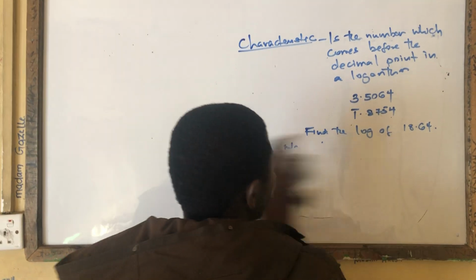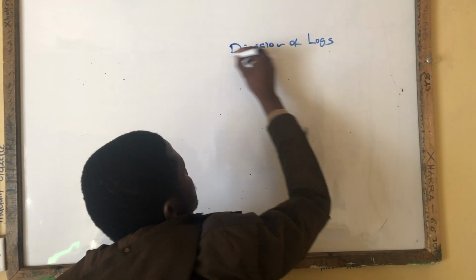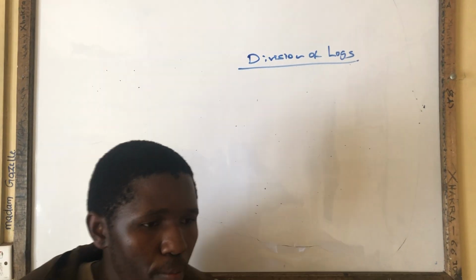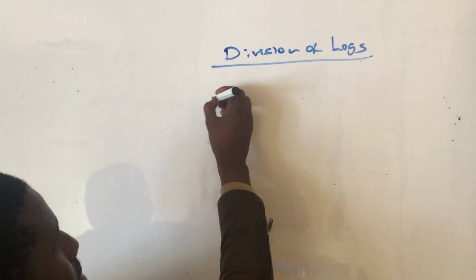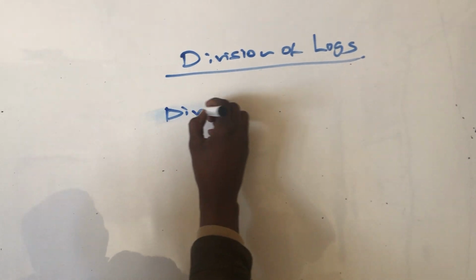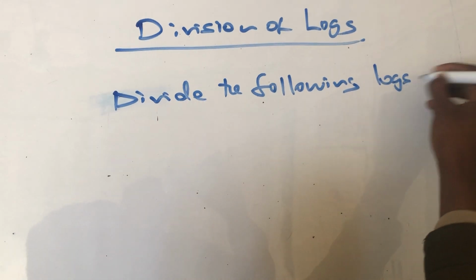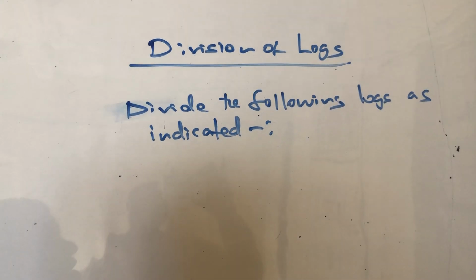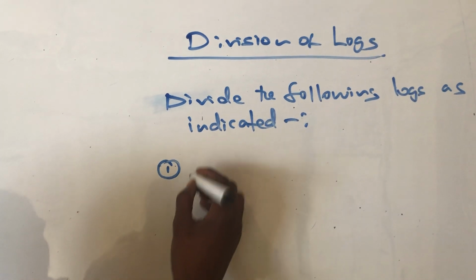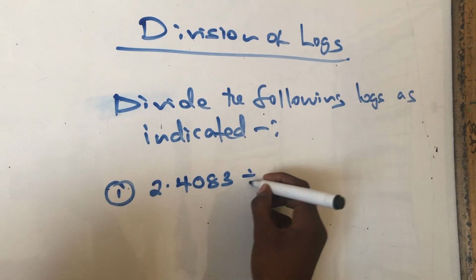I want to take you through the division of logs, and I want us to take some examples here. I want to take you through 3 examples. The first one, let's divide the following logs as indicated. You are given 2.4083. You are required to divide by 3.